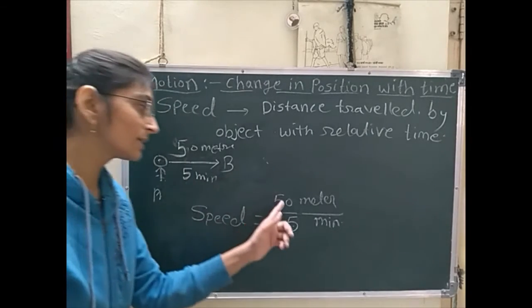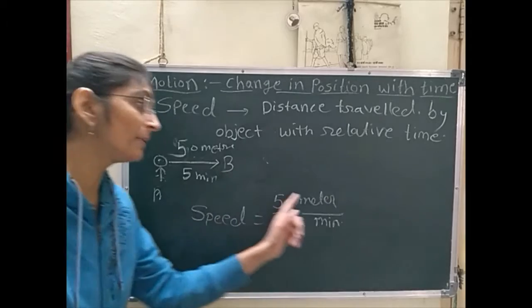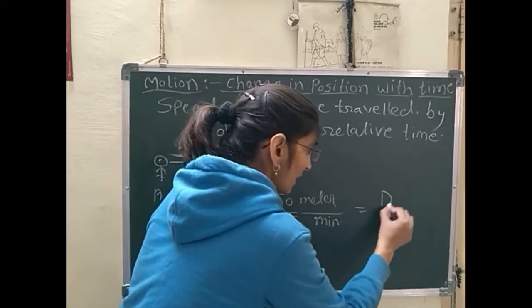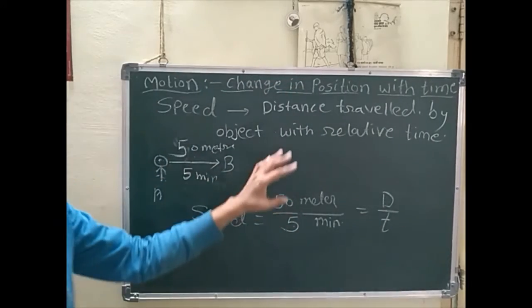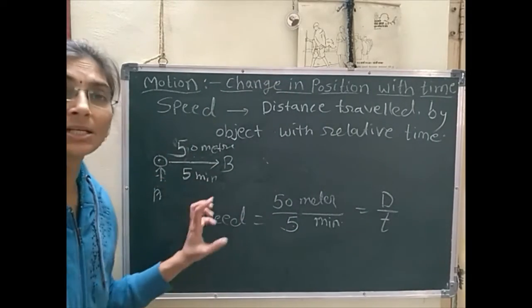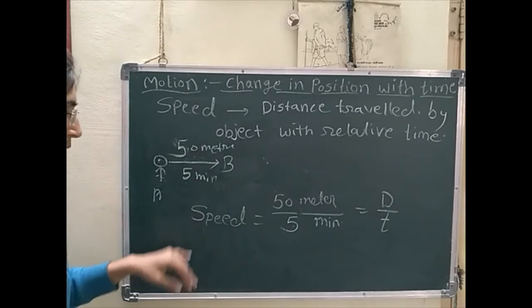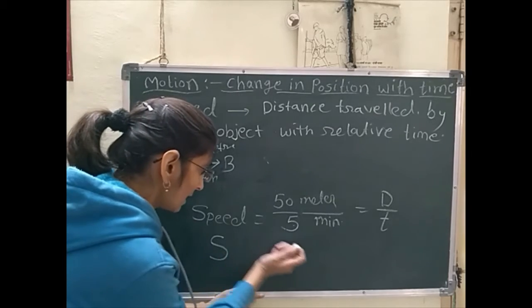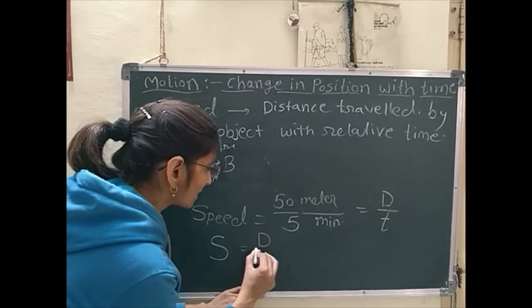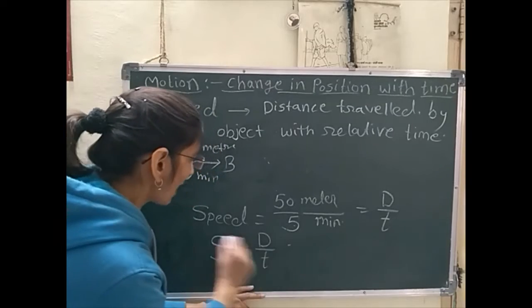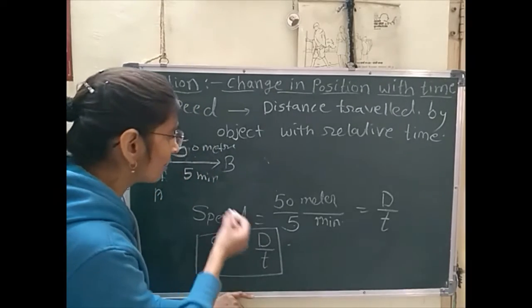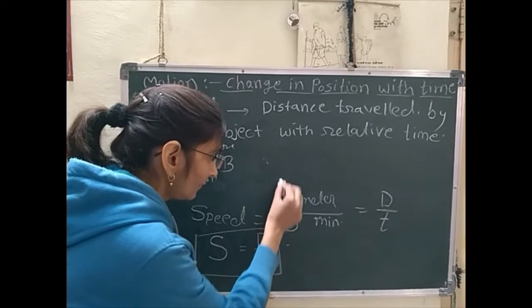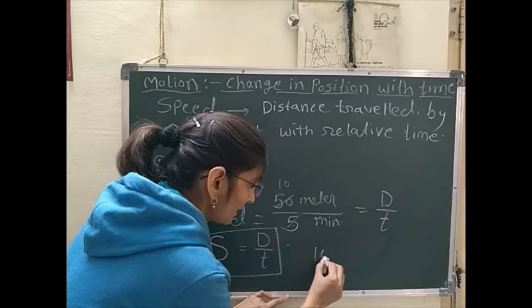Okay. So the distance traveled by this fellow is 50 meters and the time is 5 minutes. So this is distance upon time. This phenomenon is known as speed. Speed is denoted by capital S, and the formula of speed is distance upon time. According to that, what will be the speed of that fellow? 5 tens are 50, so speed will be 10.